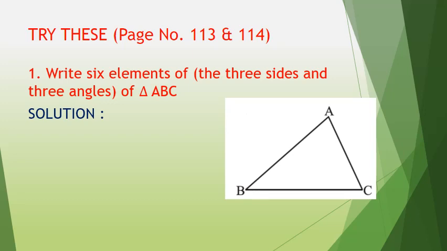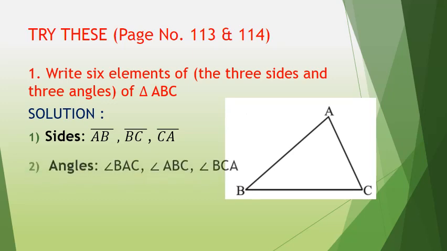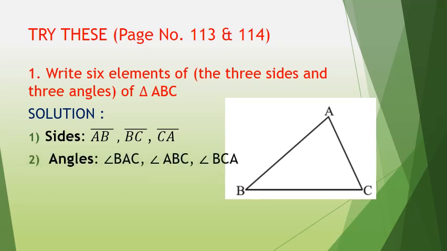So first we can write down the sides. That is, sides are AB, BC and CA. And next is angles. That is angle A, angle B, angle C. Or you can write it as angle BAC, comma, angle ABC, comma, angle BCA. That is, the middle letter represents the angle.